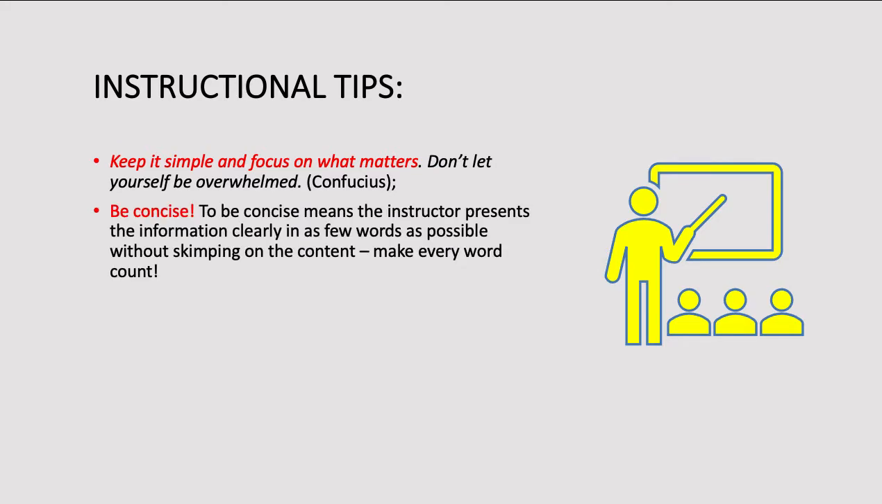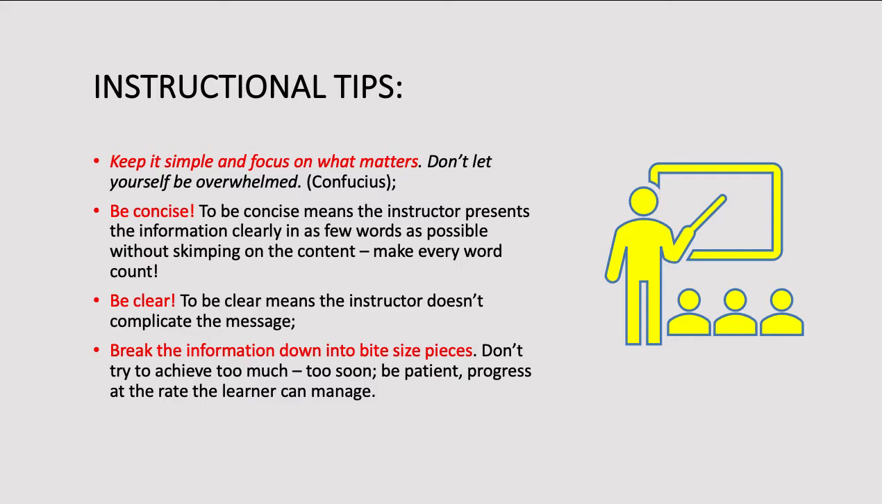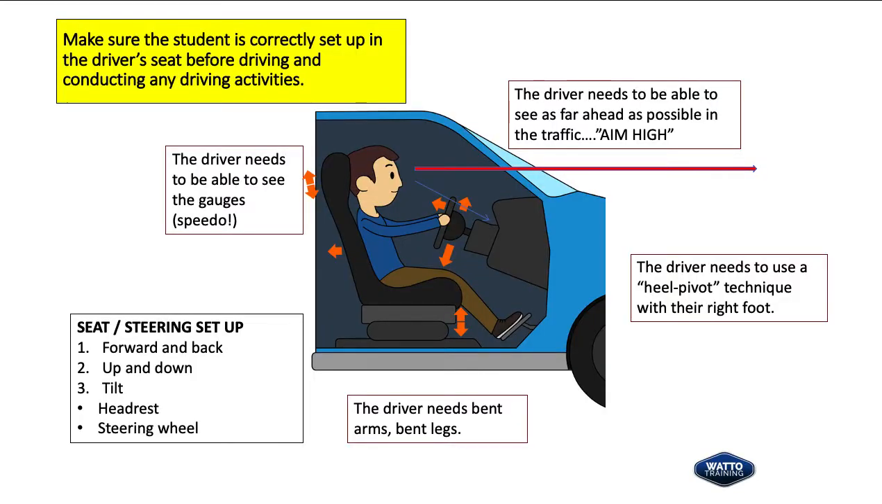Be concise. To be concise means the instructor presents the information clearly in as few words as possible without skimping on the content. Make every word count. Be clear. To be clear means the instructor doesn't complicate the message. Break the information down into bite-sized pieces. Don't try to achieve too much too soon. Be patient and progress at the rate the learner can manage.